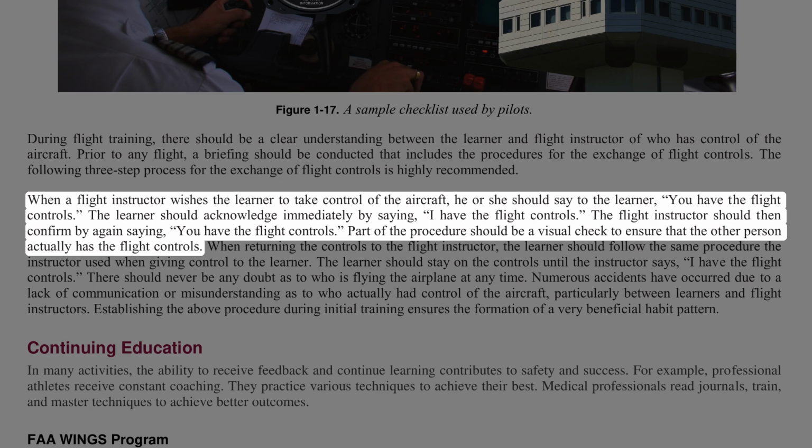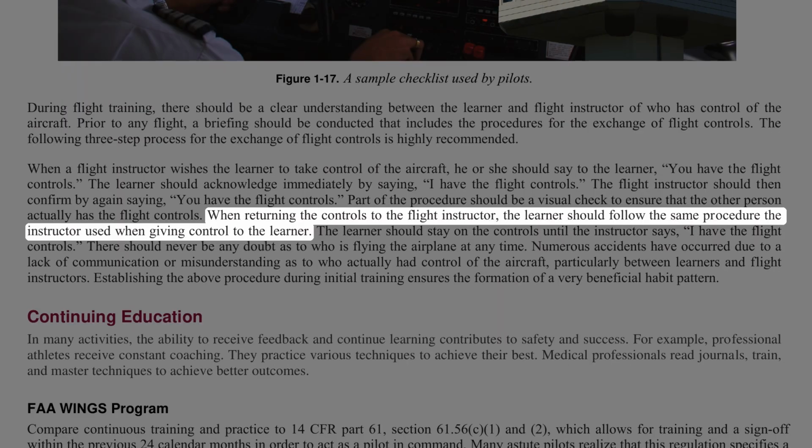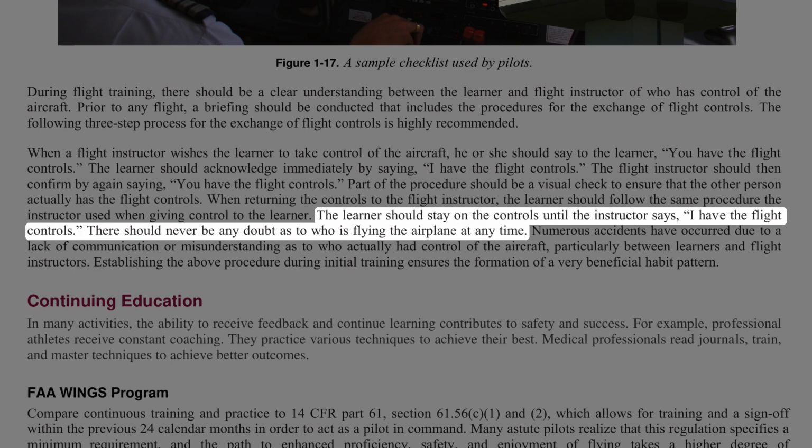The learner should acknowledge immediately by saying, "I have the flight controls." The flight instructor should then confirm by again saying, "You have the flight controls." Part of the procedure should be a visual check to ensure that the other person actually has the flight controls. When returning the controls to the flight instructor, the learner should follow the same procedure the instructor used when giving control to the learner. The learner should stay on the controls until the instructor says, "I have the flight controls."